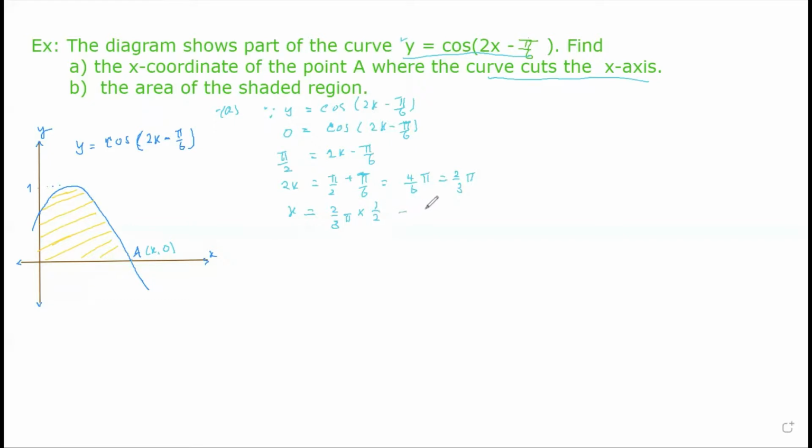So when cut, we left pi over 3. So we get the answer for the x coordinate now. The x coordinate here is x equal to pi over 3. That means this point is pi over 3, 0. This one is pi over 3. Okay, so now we finish question A. Now we go to question B.